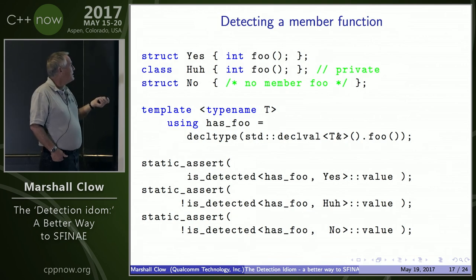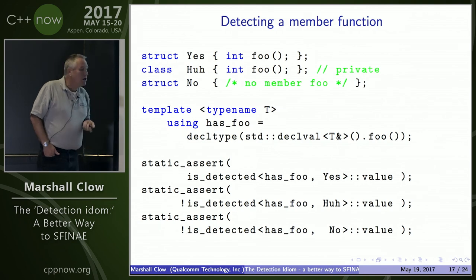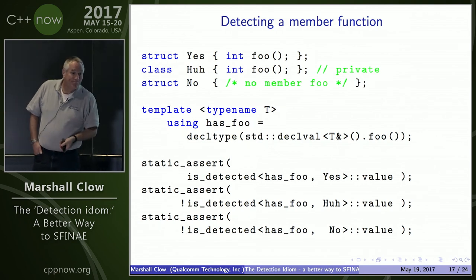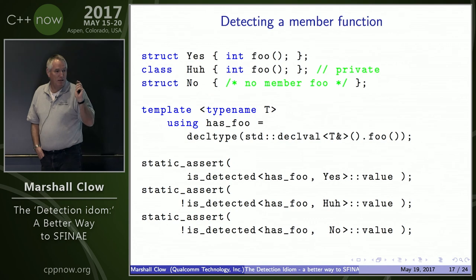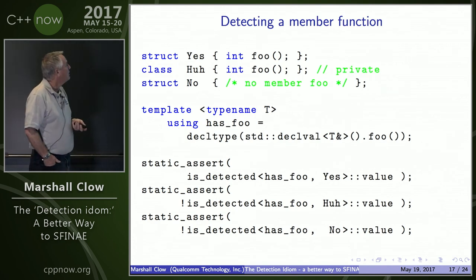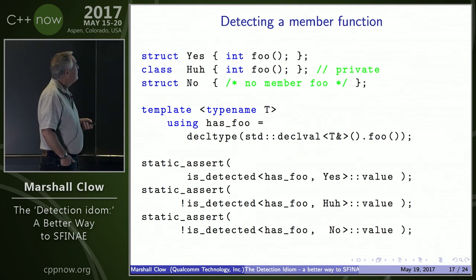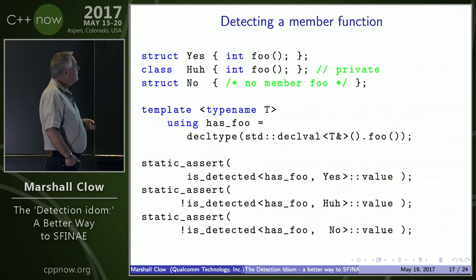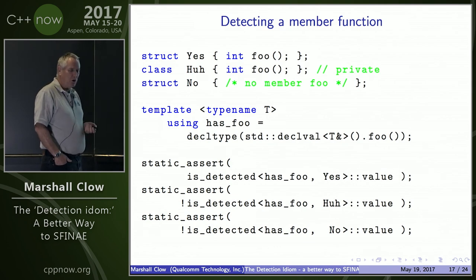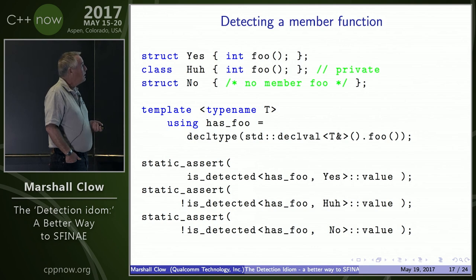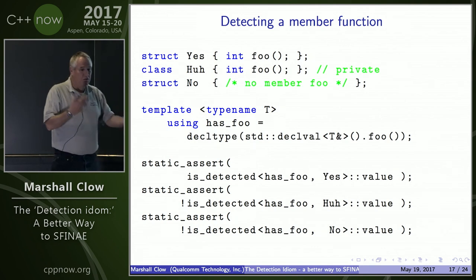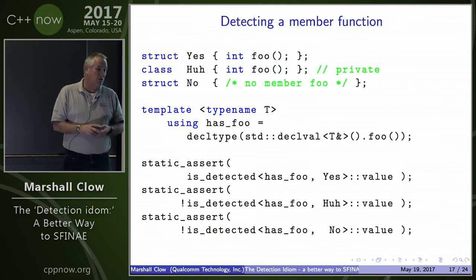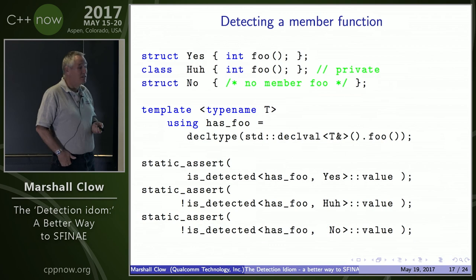Again, yes says yes, no says no, and huh says no because it's private. So huh and no are basically inaccessible. Why distinguish them? Just to show that it works in both cases. I'm trying to show that it pays attention to access controls: public, private, protected. I should make at least one of these unprotected.